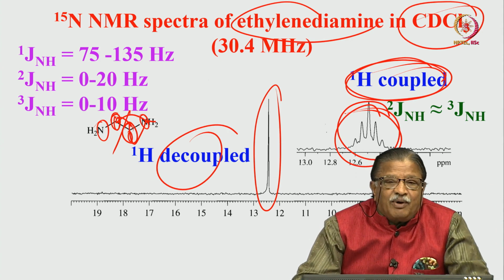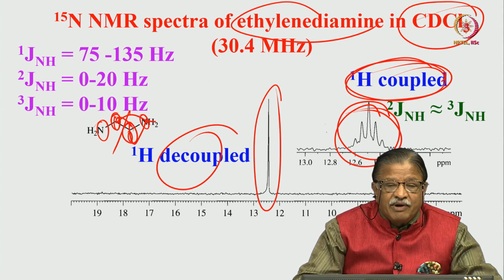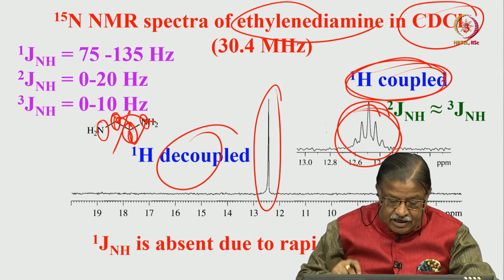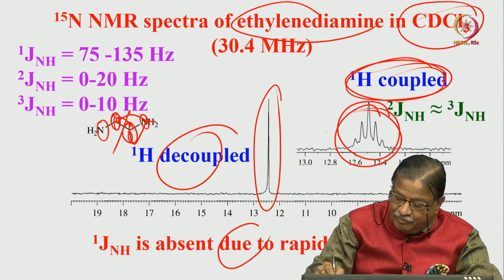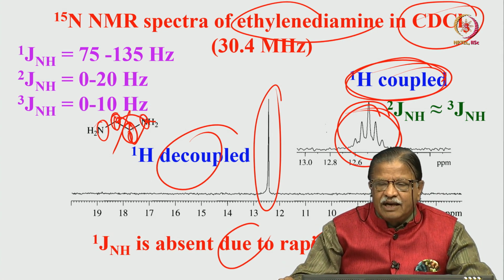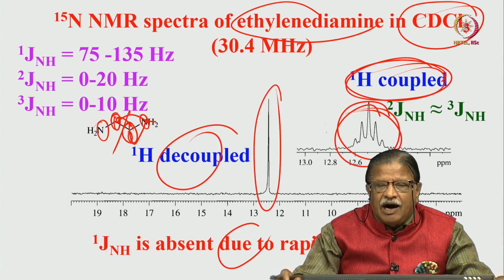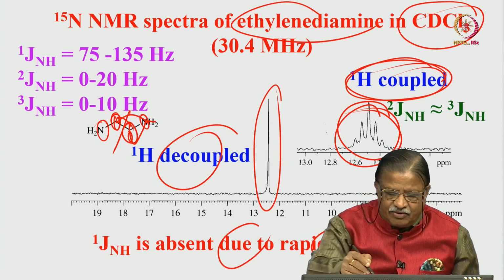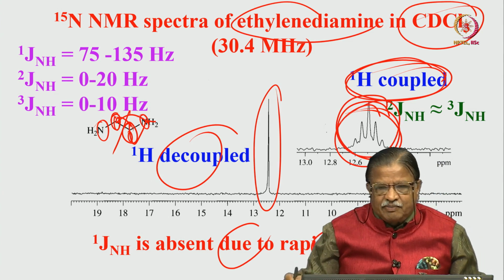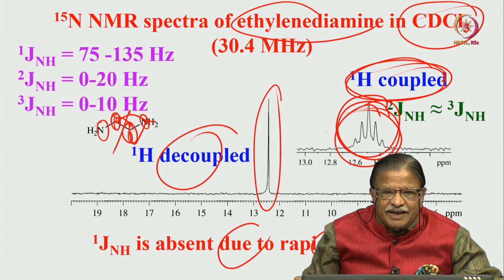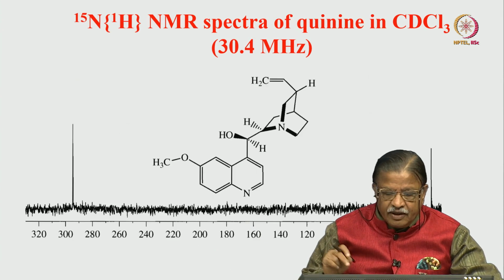You may ask me a question: what happened to the one bond coupling? Why am I not seeing that? One bond coupling has to be large in this, but in this case, one bond coupling is absent due to rapid exchange. We don't see one bond coupling here. We are seeing only 2 bond and 3 bond coupling, almost equal, approximately. As a consequence, the nitrogen 15 proton coupled spectrum is a quintet for this molecule.